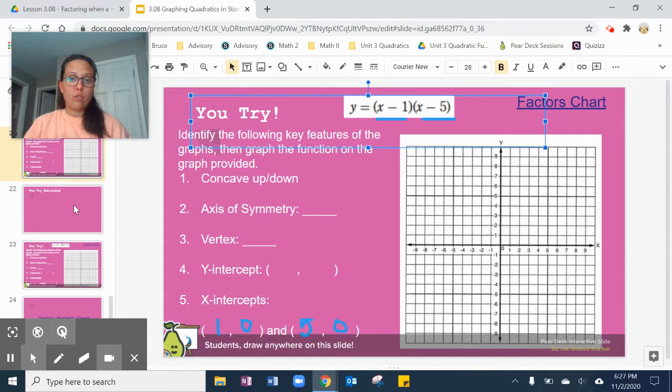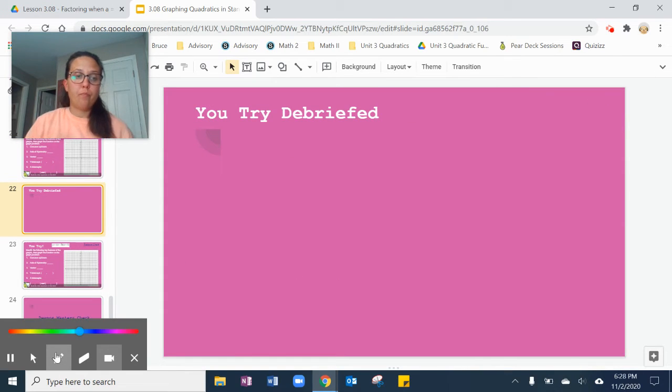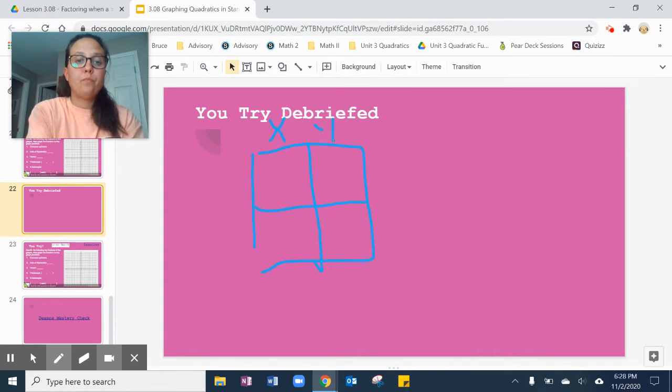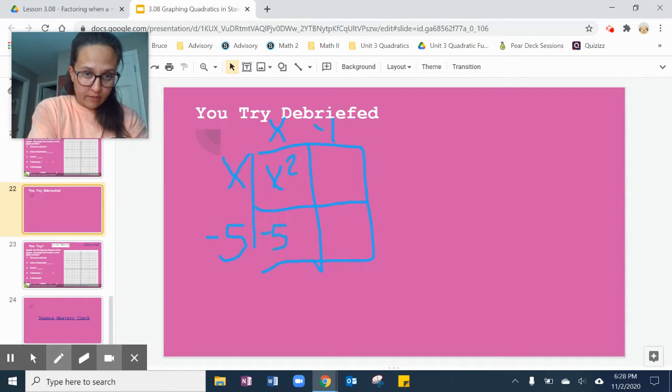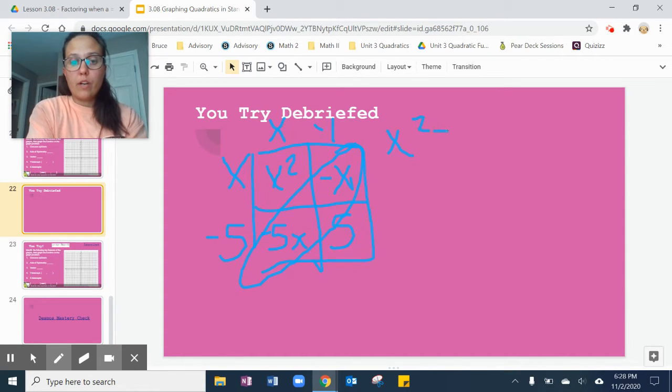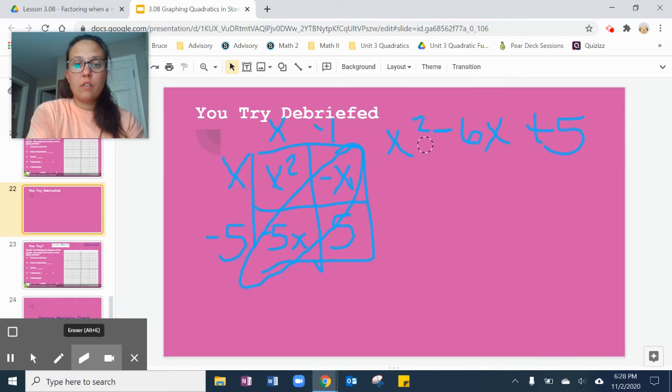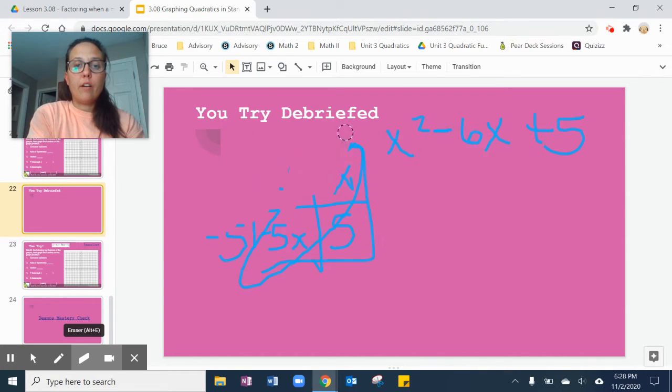So we're going to use the box method to multiply. So we have x, negative 1, x, negative 5: x squared, negative 5x, negative x, and positive 5, which becomes x squared minus 6x plus 5. So now we can figure out the rest of the key features.